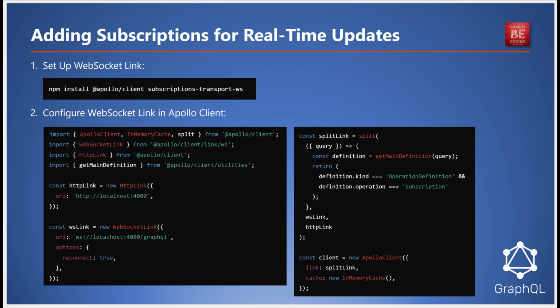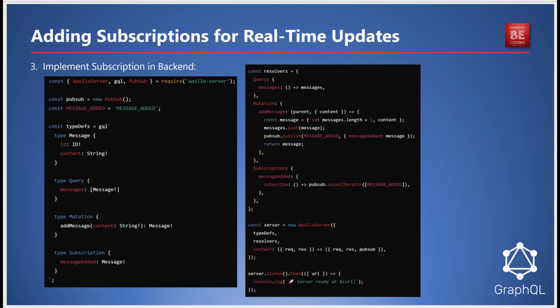Next, configure the WebSocket link. This should also point to where your GraphQL server accepts WebSocket connections, which might look like ws://localhost:4000/graphql, with an option to reconnect, set to true. The magic happens with the split function, which directs your queries to the right link based on the type of operation requested. If the operation is a subscription, it uses the WebSocket link. Otherwise, it sticks with the HTTP link.